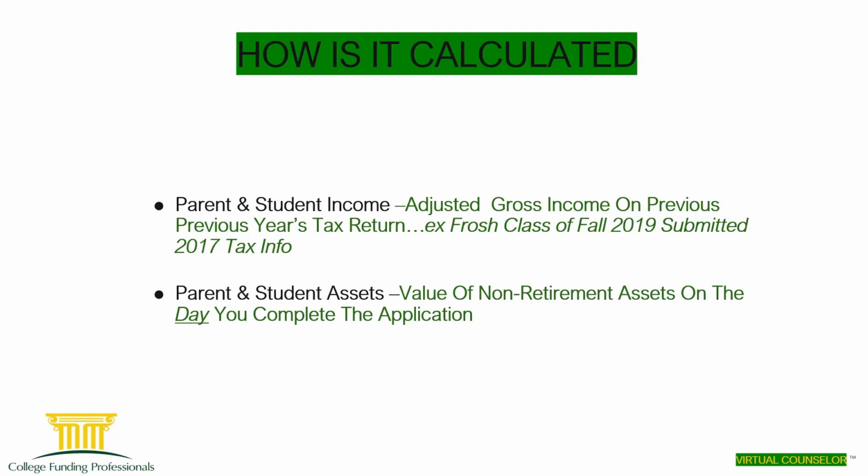And we'll talk about that when we talk about how to appeal a financial aid award, because that's really going to be your only chance to highlight a discrepancy in your income based on a 2-year-old tax return. But just know, parent and student income is going to be based on your adjusted gross income, and it's always going to be the previous year's tax return.